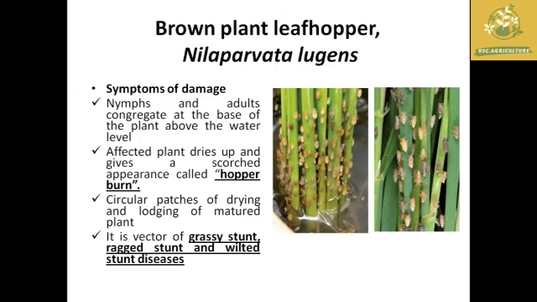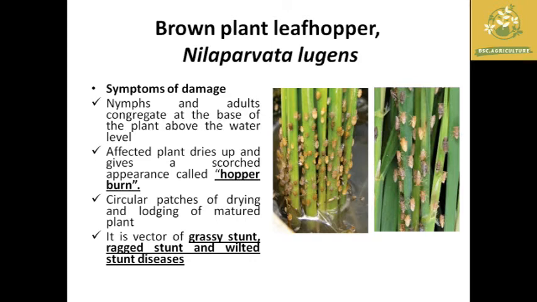The next important pest is the brown plant hopper, whose scientific name is Nilaparvata lugens. Regarding their symptoms, the major symptom seen is hopper burn, a scorched appearance of the plants, which dry up due to these sucking insects.